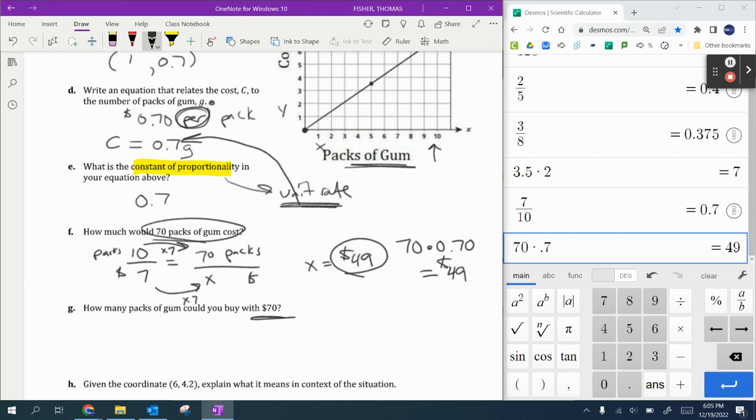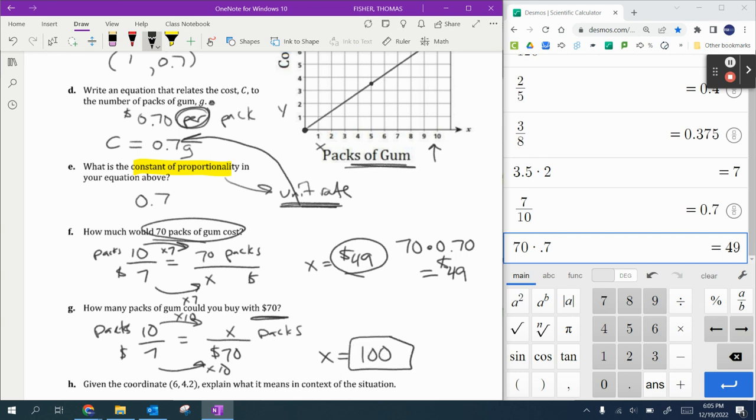Part G is saying $70. So again, I can go back to any of the rates from my table. I'm going to use the 10 and the 7 because there's no decimals there. If I want to go to $70, that goes down here, and I don't know the number of packs, not parts, packs. This would be times 10, and this would be times 10. So our X would be 100 because 10 times 10 is 100. So 100 packs of gum would be $70.